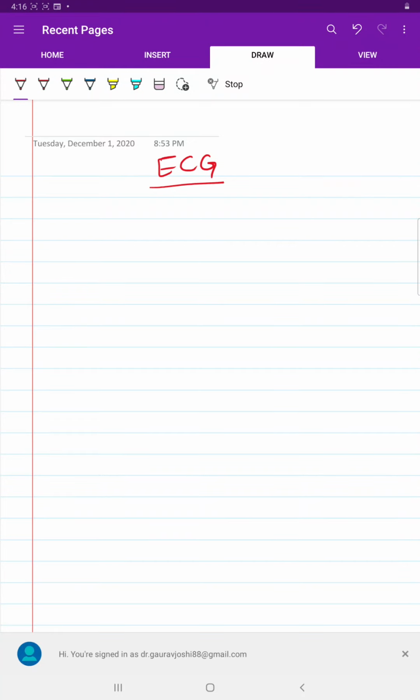Hello everyone. Today I'm going to discuss ECG with you. Whenever we take ECG strips, what do we see? First thing, we see this kind of squares.